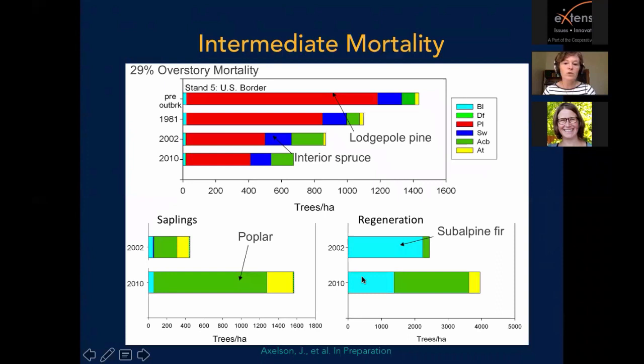In our intermediate mortality stand, the colors stay the same throughout all of these stands. Here we have nearly 30% overstory mortality. In the overstory, there always was a mix at this particular stand. Even before the outbreak, there was poplar, aspen, spruce, and very little bits of subalpine fir. In our understory, we have a much higher number compared to the last stand: 1,600 trees per hectare of saplings in 2010, and they're almost all poplar, which is interesting. In the regeneration layer, again, we're seeing this complete conversion. Of those outcomes I presented, this is a combination of the two. We're seeing increased aspen, and we're seeing a succession towards shade-tolerant species.